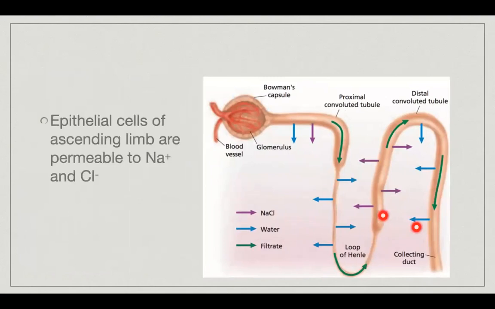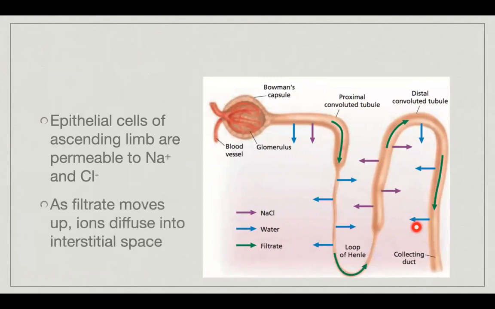However, on the ascending limb over here, you see how it gets thicker here? The ascending limb cells are permeable to sodium and chloride. So because the concentration of the filtrate is increasing as you go down, the concentration of the filtrate on this side is higher than this side. So sodium and chloride ions are going to move out. That's why you see the purple NaCl. These are in ion form because it's an aqueous environment. Sodium and chloride ions are going to move out of the filtrate.